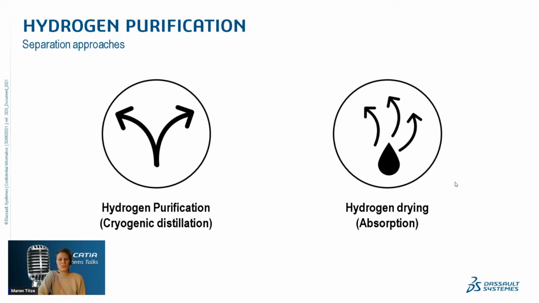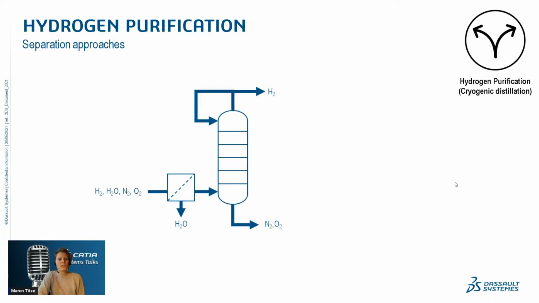It's the hydrogen drying by absorption. In this case, this can be used if the main impurity in the hydrogen is water, or if you want to combine it with other purification systems. I want to start with the cryogenic distillation.